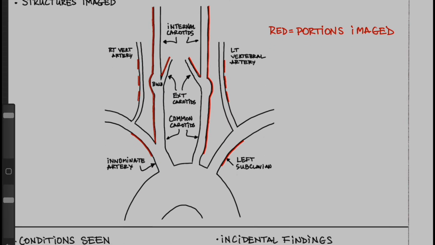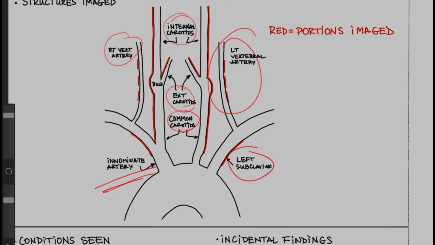The structures that are imaged: we got the common carotid here, external carotids, internal carotids, right vertebral artery, the innominate, and then the left subclavian, left vertebral. So these are the imaged portions.